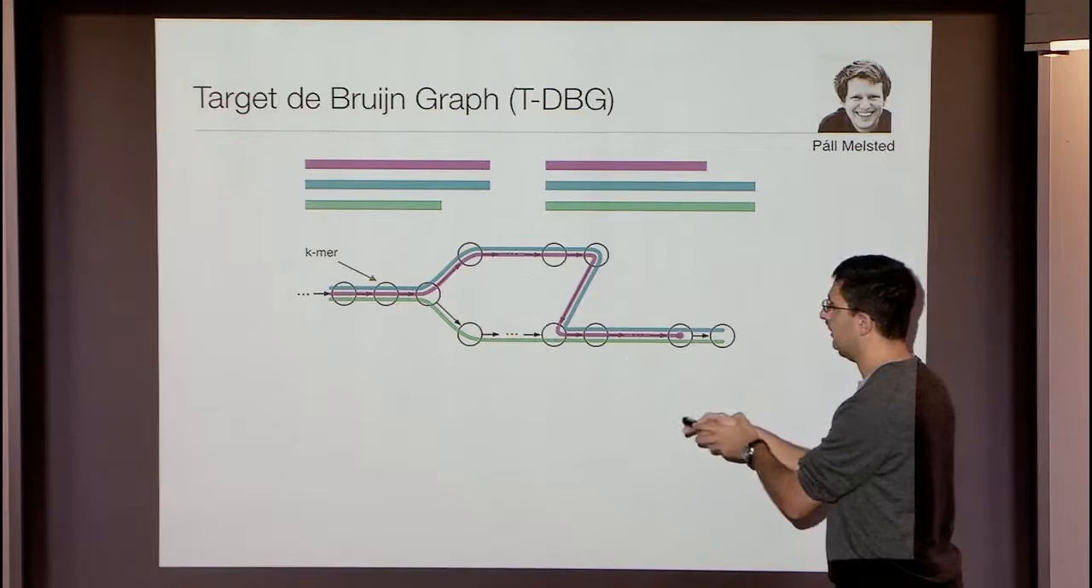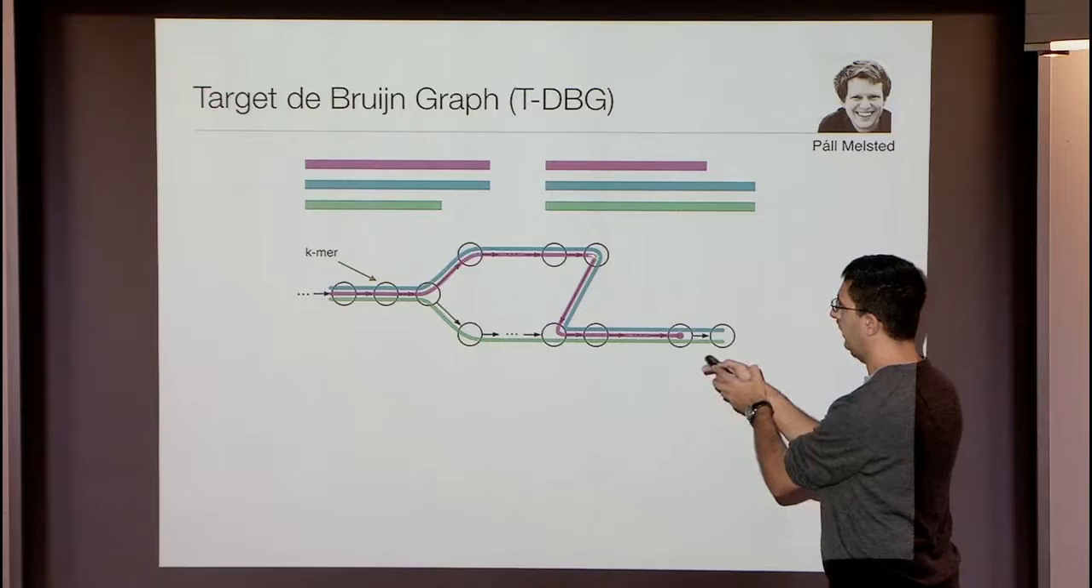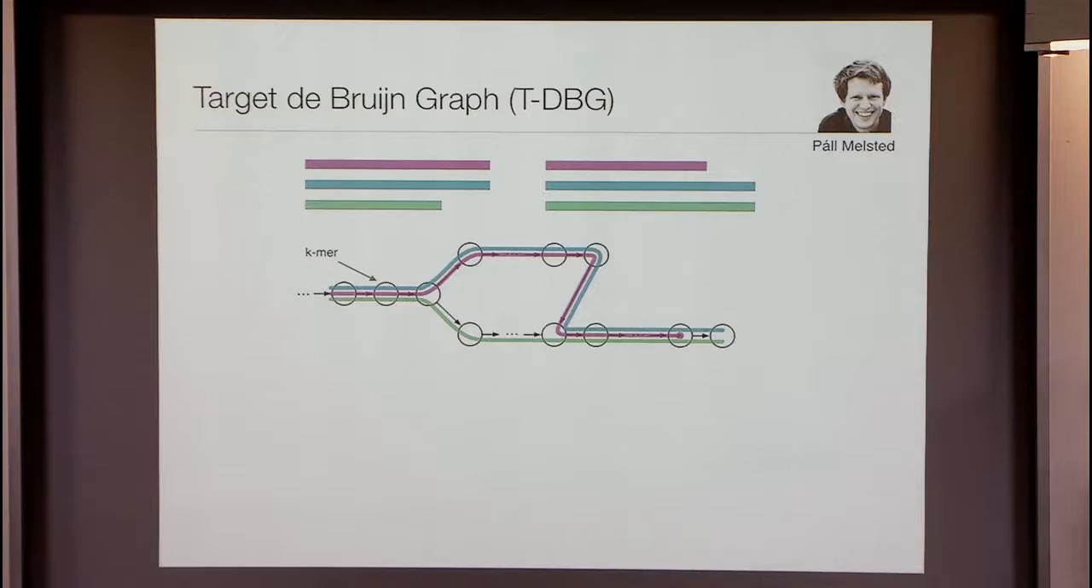So green is there, but you see blue and pink have an extra piece, so they go over like that. So you build this data structure, a very simple data structure. You can build this data structure very efficiently. It's very easy because you just extract the k-mers and sequentially glue them onto each other.